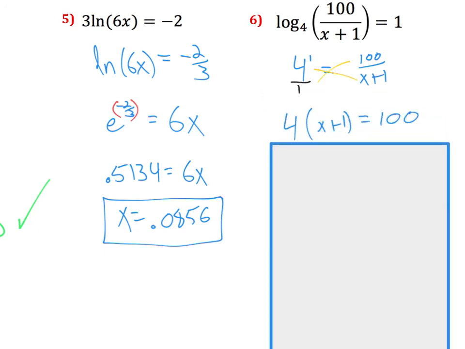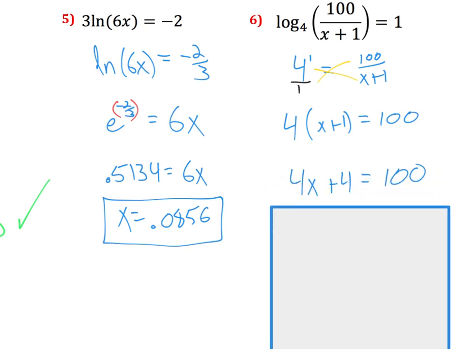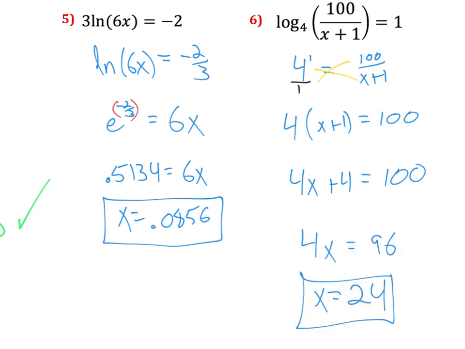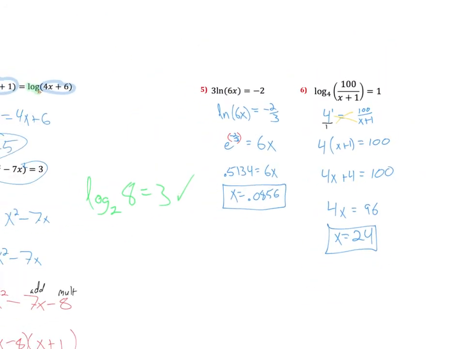So what we can do is multiply 4 times that quantity x plus 1. Now at this step, you have the option. You could divide 4 to the other side, or you could distribute the 4 in. I think I opted with distribution, but it really doesn't matter. You'll get the same result. So 4x plus 4 equals 100. We'll move that 4 over. We'll divide the resulting number by the coefficient of 4, and we get x equals 24.